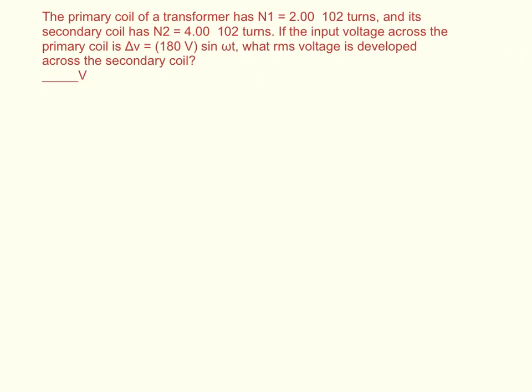the secondary coil. So it says RMS. What is the RMS voltage? But it gives us this crazy thing. 180 V sine omega t is across the primary coil.